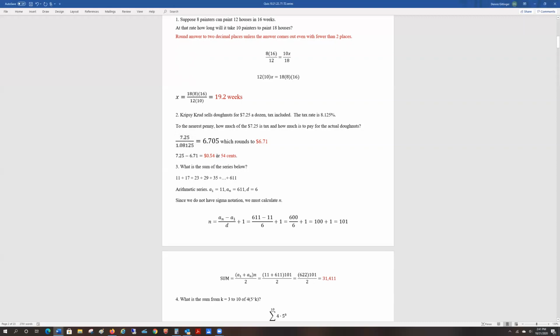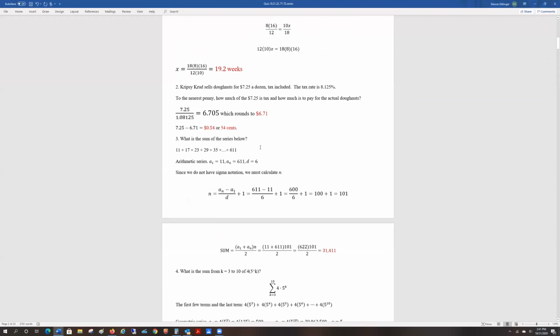doesn't make any difference. Then you subtract 6.71, now that you found it, from the total price, and you get 54 cents for the tax. Or you could multiply 6.71 times 0.08125, same thing.